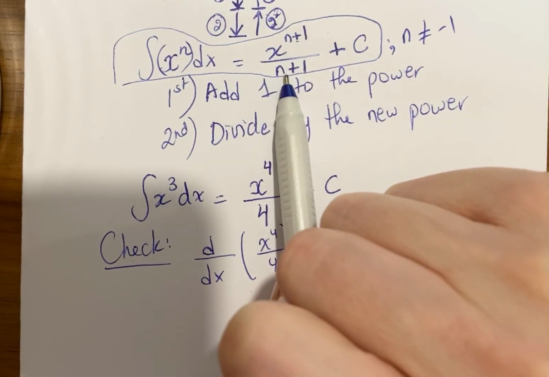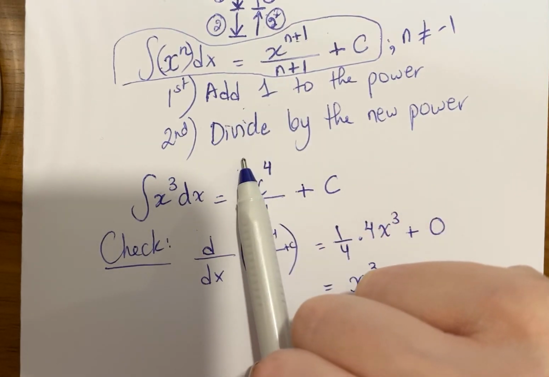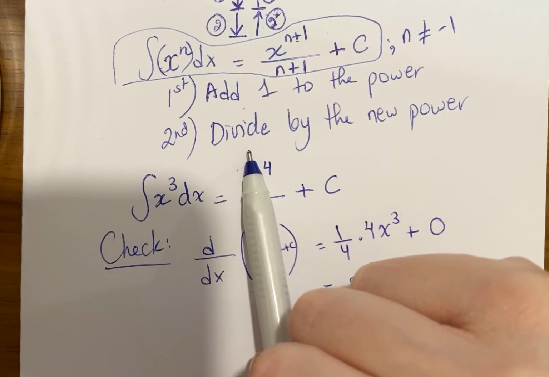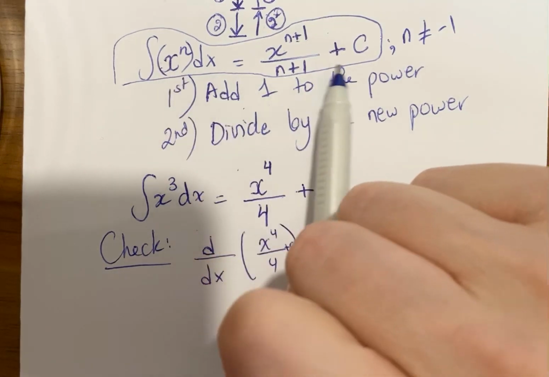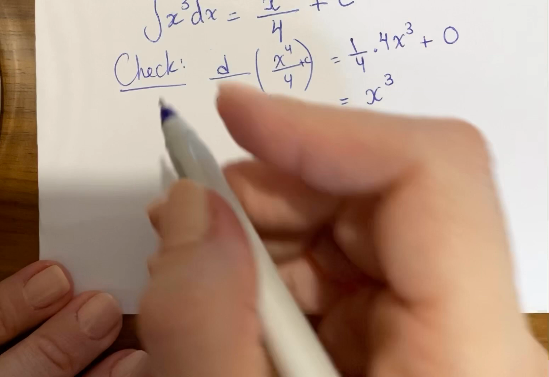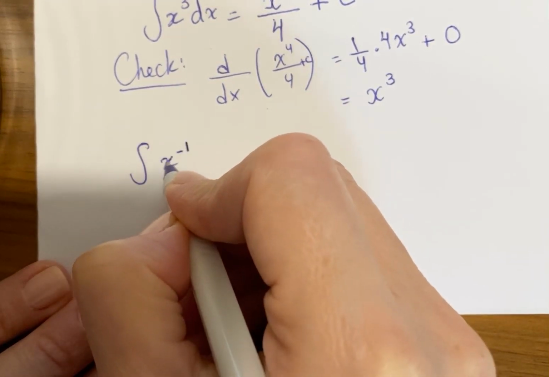And I cannot divide by 0 because there are two steps. First you add 1 and then you divide. When I add 1 to minus 1, the answer will be 0. Can I then divide by 0? No. So this formula works for all n except minus 1, which makes sense. Why? What is the antiderivative of x to the power minus 1?